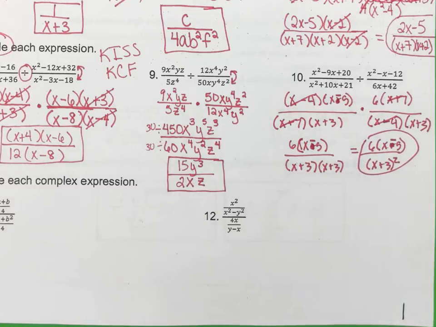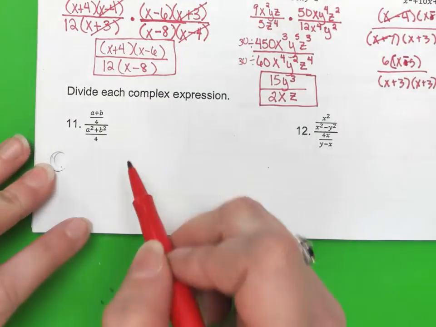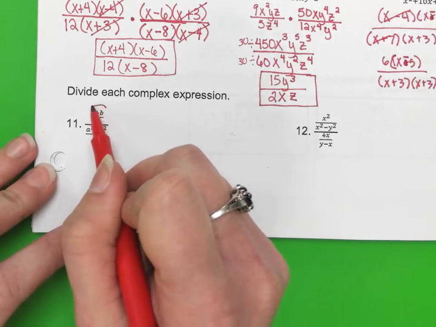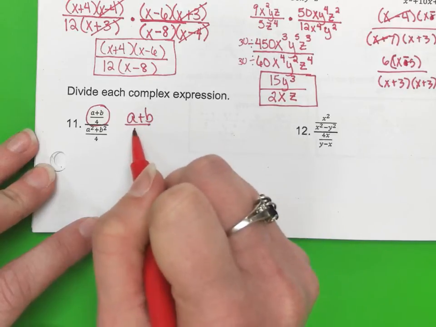All right, what about number 11? Number 11 is the exact same thing, guys. They just write it differently, okay? So what is the first fraction that they give us? A plus B over 4. That's the one you're going to keep. So A plus B over 4.